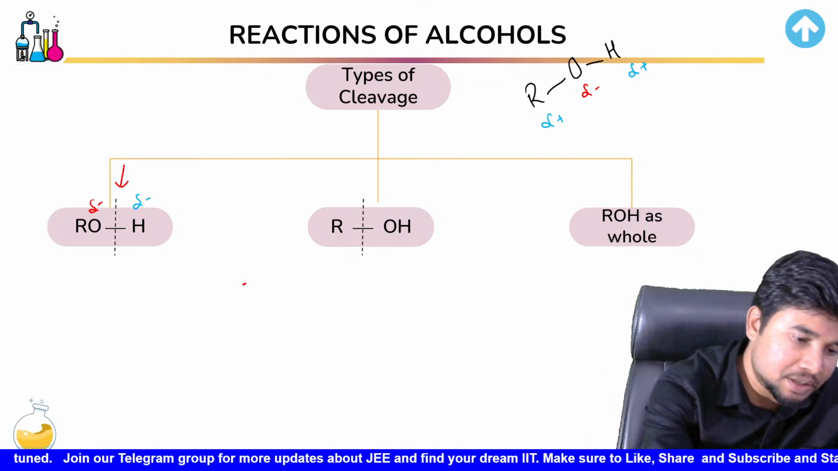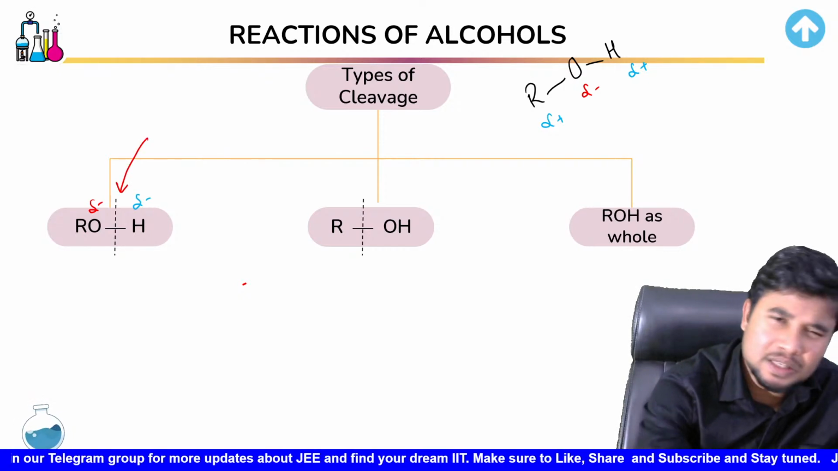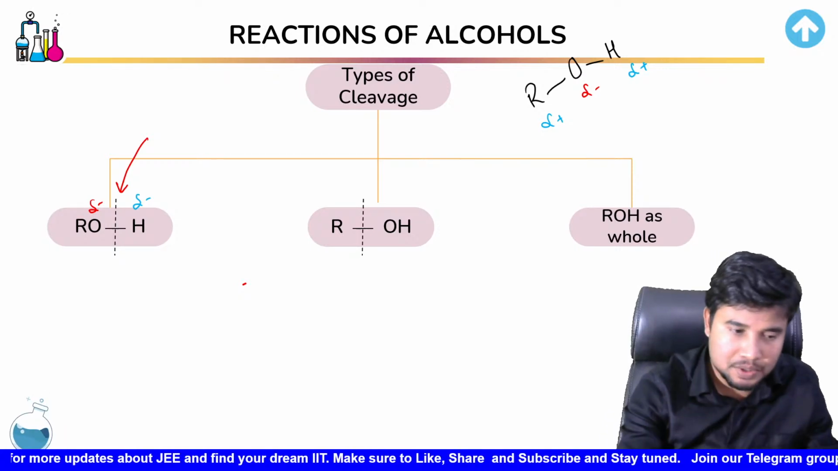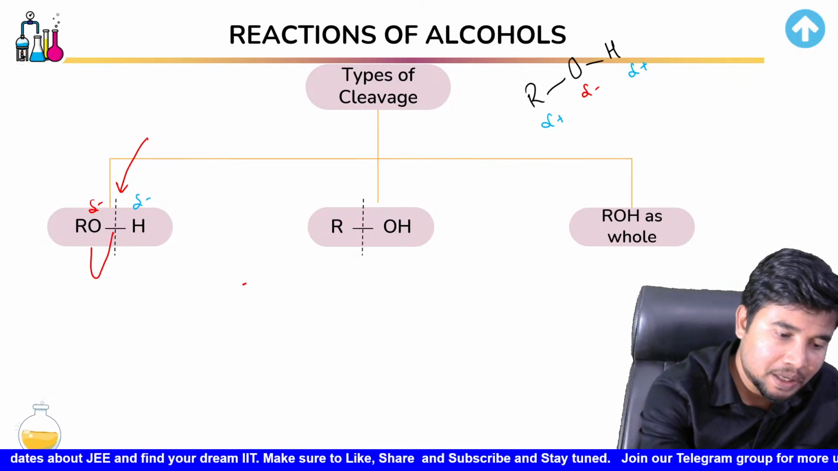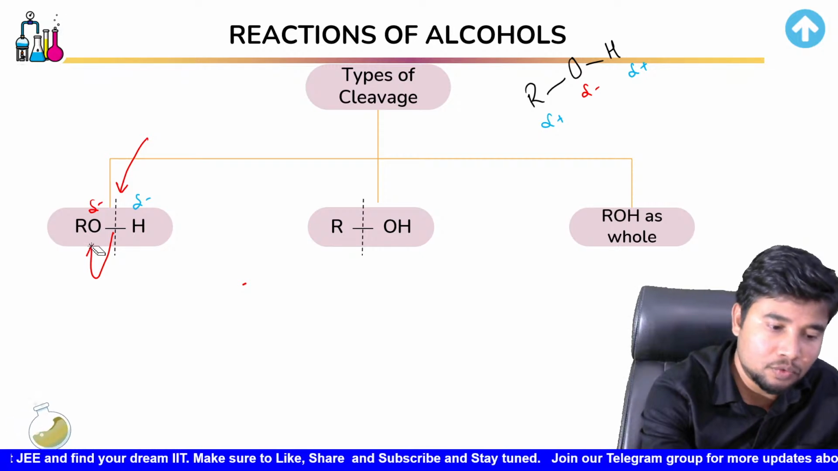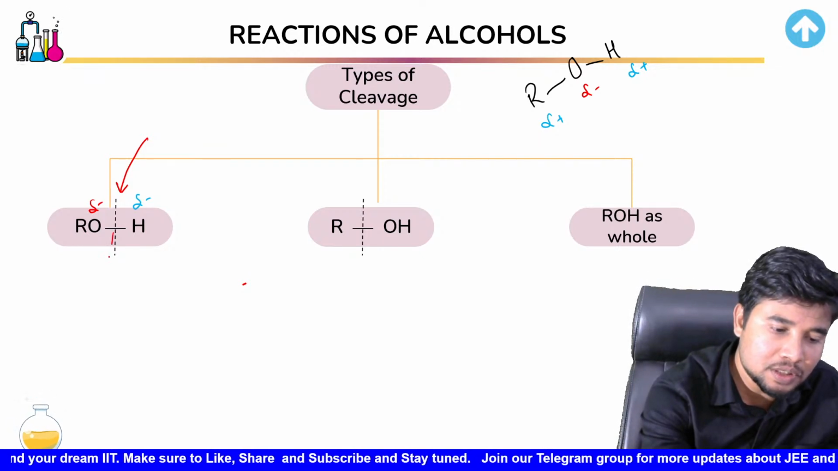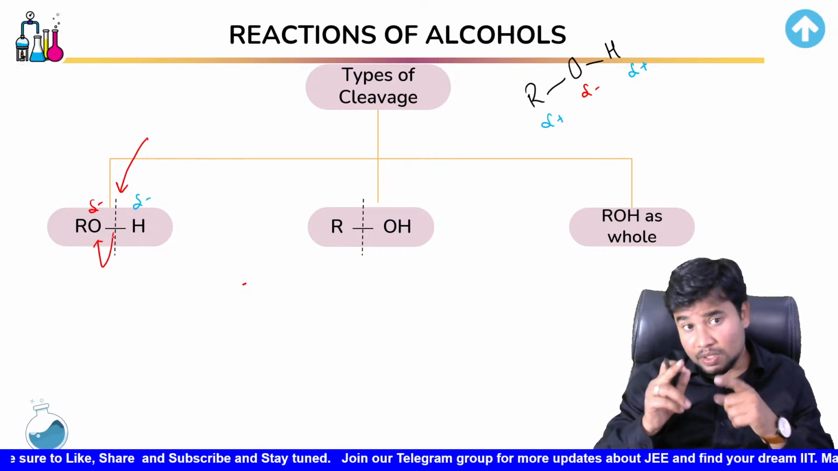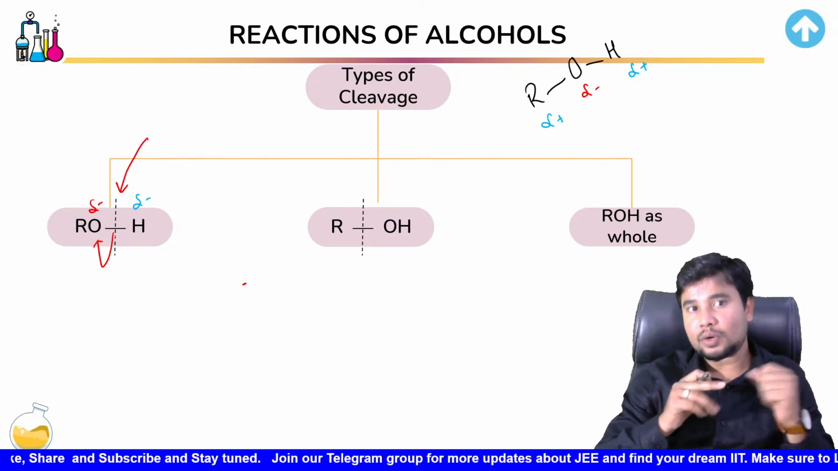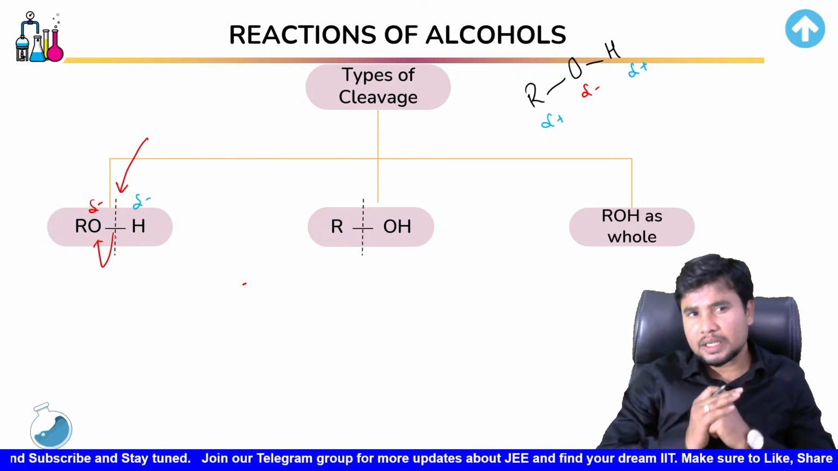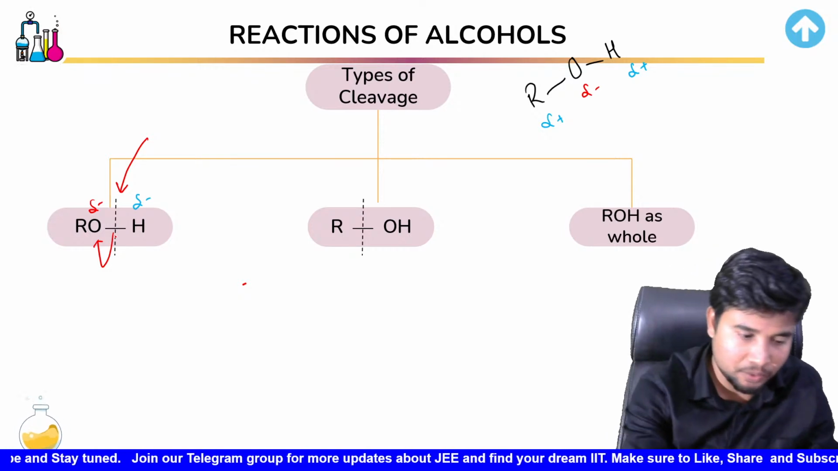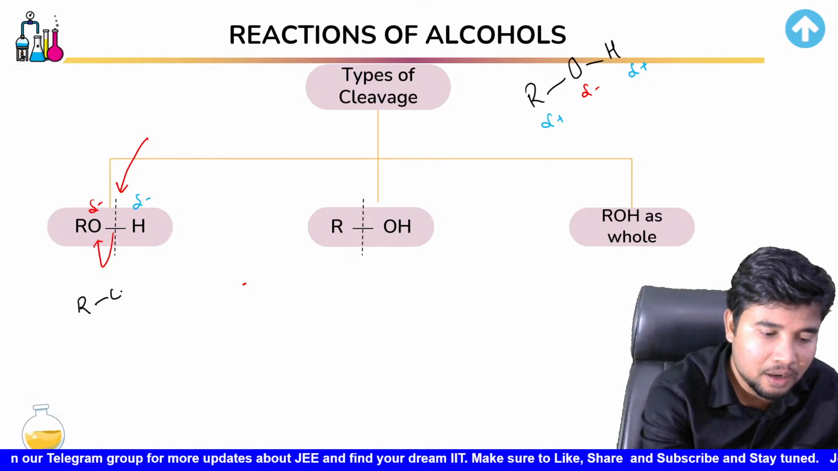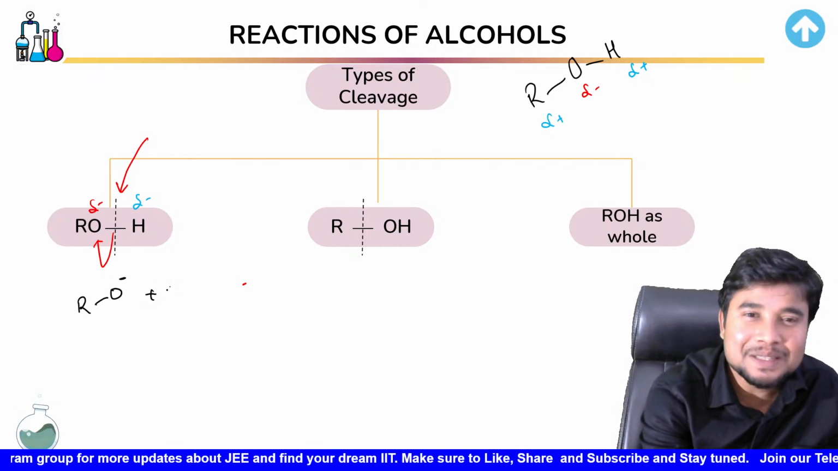So let us imagine that the bond cleavage occurs in this manner. If it is occurring in this manner, what happens? This electron pair would move towards the atom which is more electronegative, and that is this oxygen atom. When this electron pair moves towards the oxygen atom, all the electron density would shift over there, and what would get generated is simply RO minus plus an H plus ion.